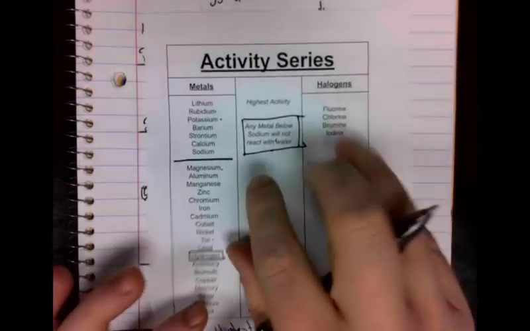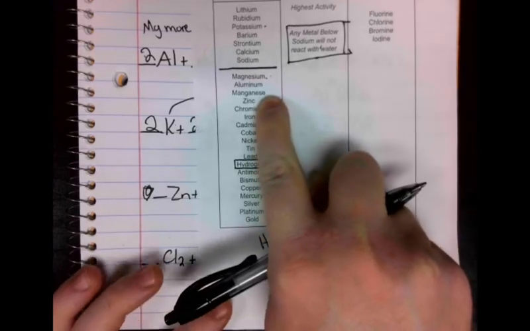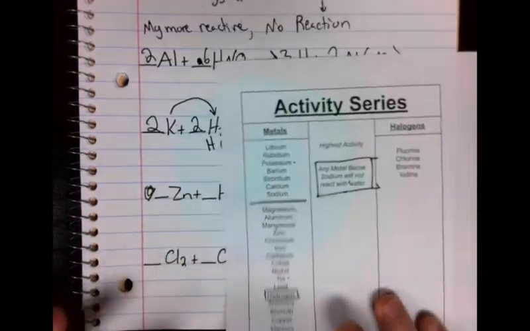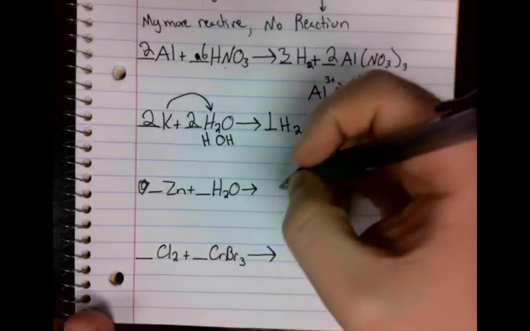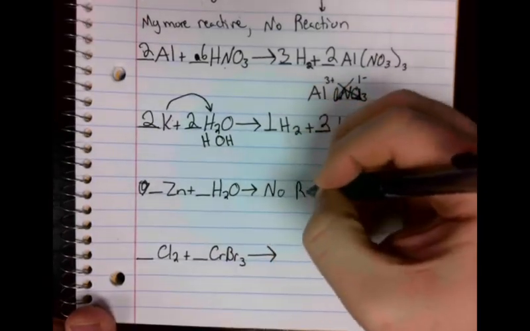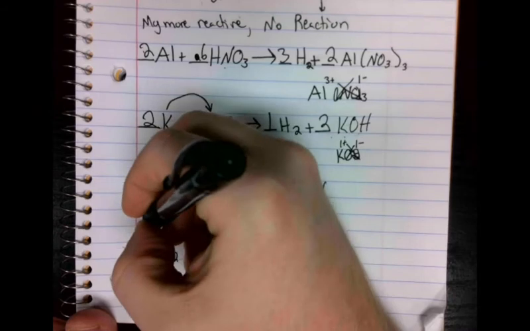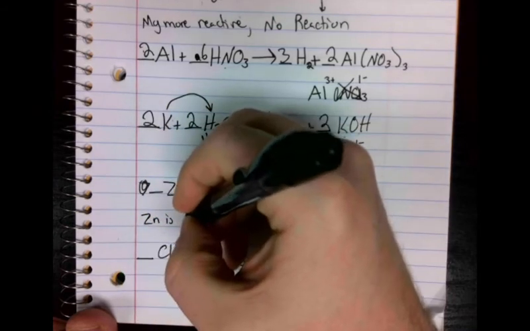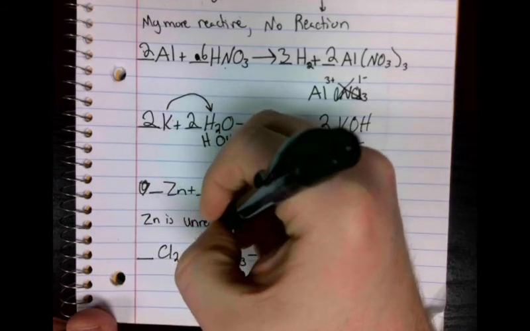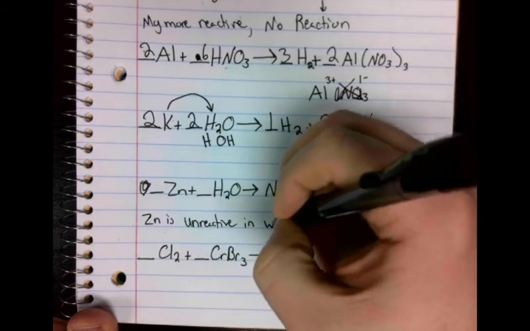For the next example, we have Zn plus H2O, and Zn is zinc. Zinc is right down here. Zinc is not above that line, which means if zinc is trying to react with water, it will just float in the water. There will be no reaction. Zn is unreactive in water.